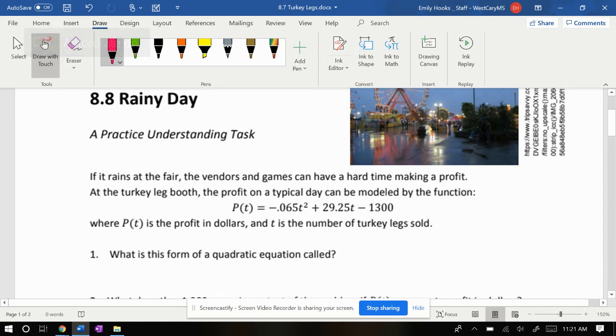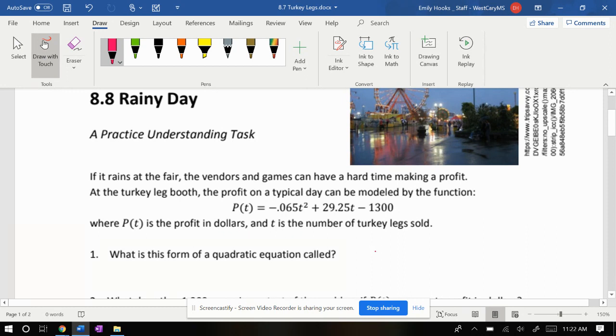If it rains at the state fair, the vendors and games can have a hard time making profit. At the turkey leg booth, the profit of a typical day can be modeled by the function P of t equals negative 0.065 t squared plus 29.25 t minus 1300, where P of t is the profit in dollars and t is the number of turkey legs sold.